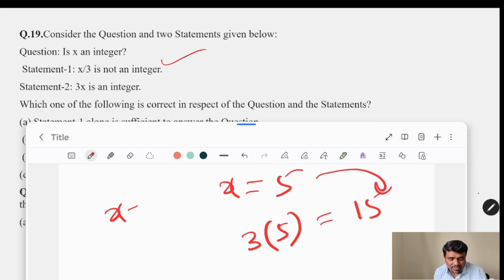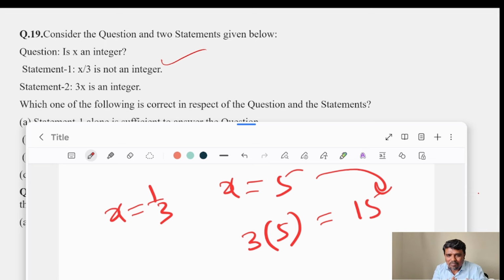Let me give an example. X equal to, same thing, let me choose x equal 1 by 3, just like earlier. X by 3 means 1 by 3 by 3, 1 by 9, which is not an integer. But in the second case, 3x is an integer. So both conditions are satisfied, and x is not an integer. In the previous example, when I say x equal 5, both conditions are satisfied, and x is an integer.